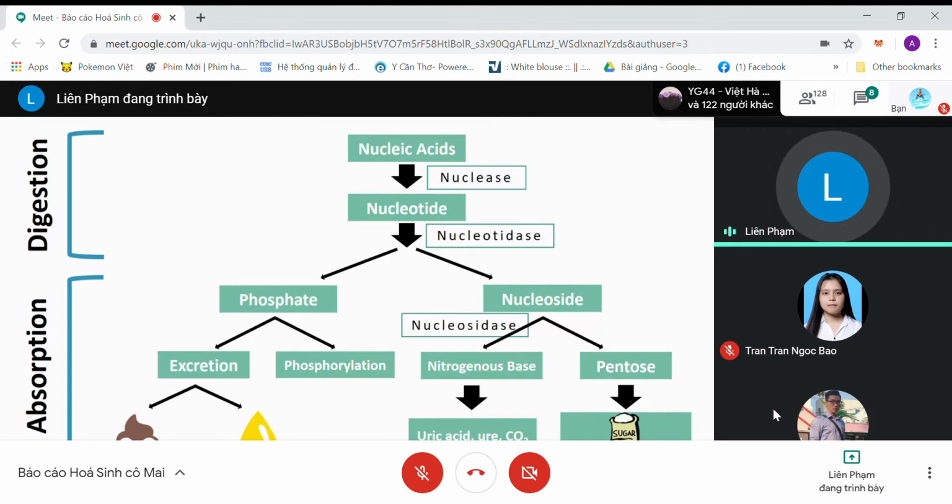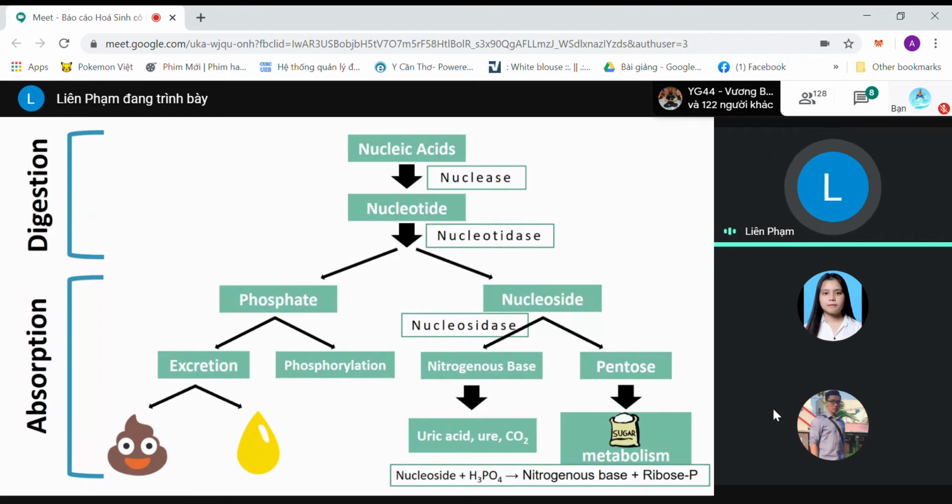Now I have a question for you guys. Which products in this diagram will be reused? That's my question, please.